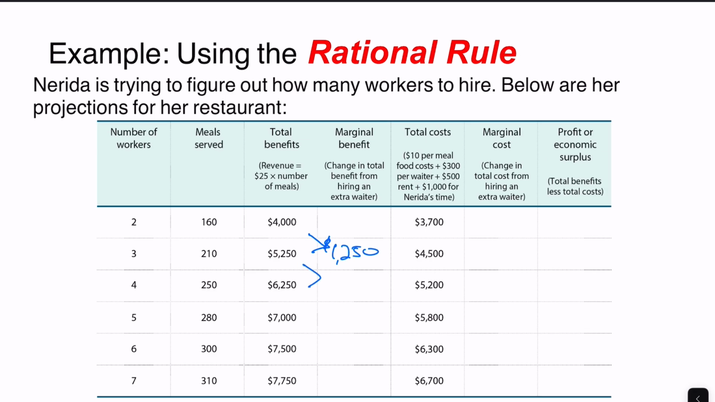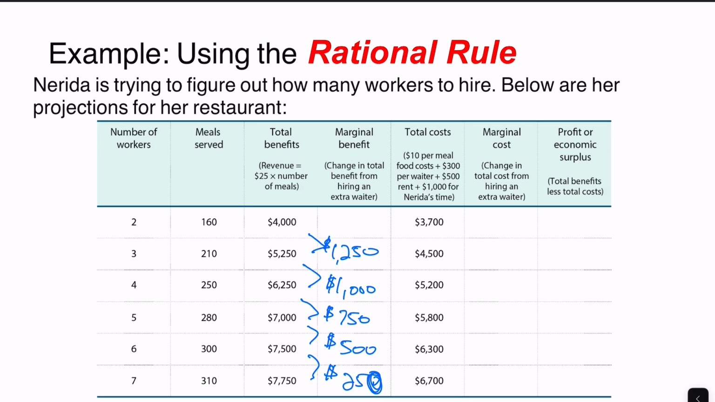We can get the marginal benefit for that fourth worker, the movement from the third row to the fourth row in the total benefit column. That would be $6,250 minus the $5,250 for a marginal revenue of $1,000. And so we can move down these 2 columns across these rows, differencing each additional row from the previous one to get the marginal benefit of hiring an additional worker. These numbers are specific to that additional worker, and that's going to be important. All right, so now we have our marginal benefit column.